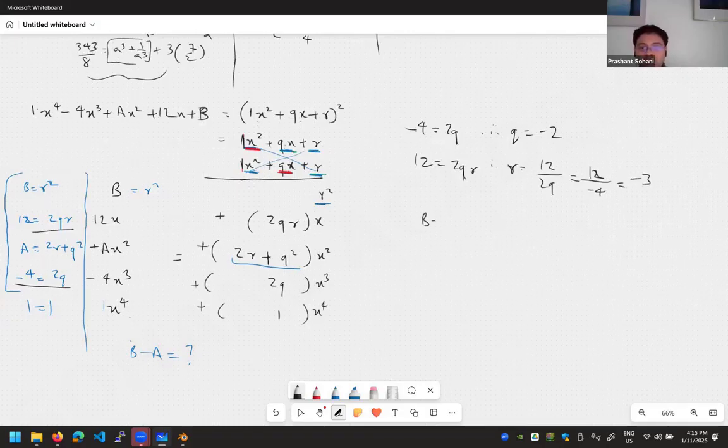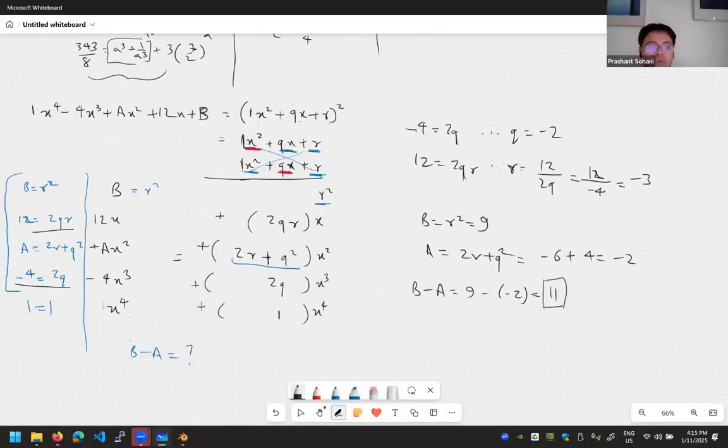So therefore B, which is r square, is 9, and A, which is 2r plus q square, will be 6 plus 4, which is 10. Oh wait, therefore B minus A is 11. So that is my answer.